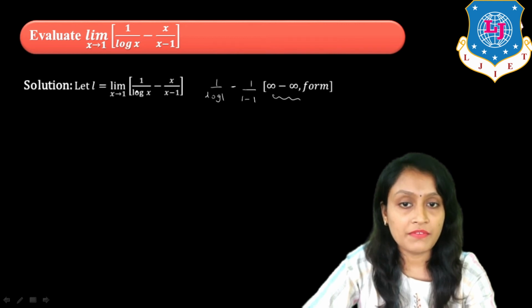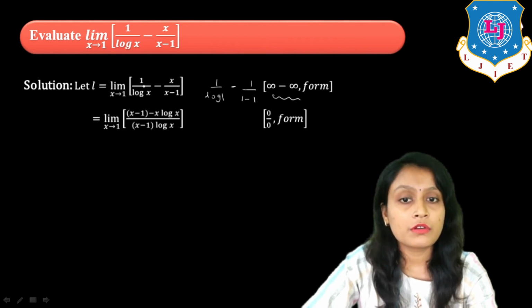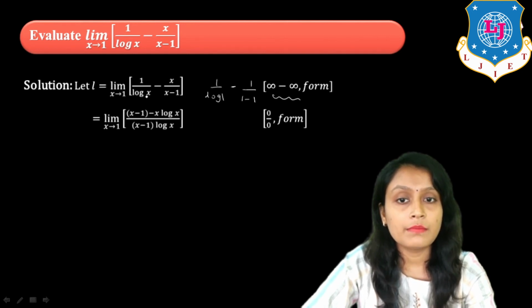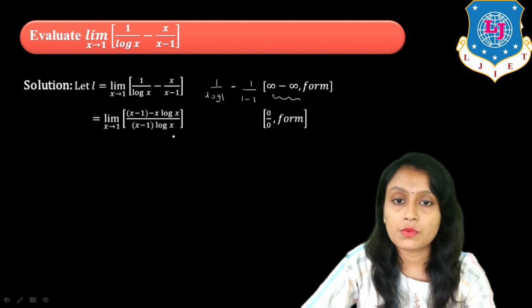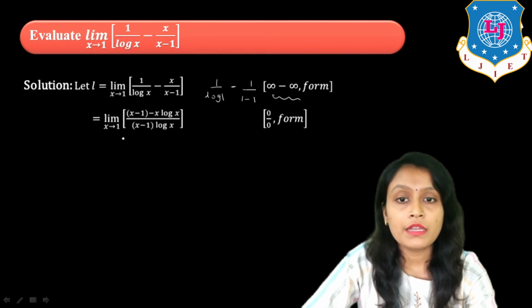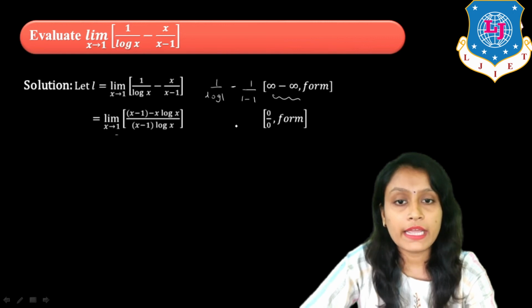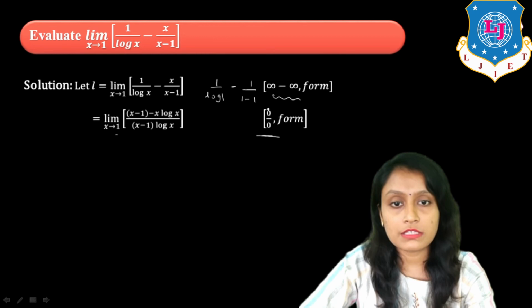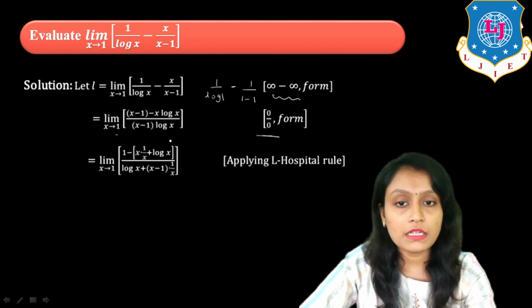Okay, so to simplify this, we will cross multiply it, or you can say you have to take LCM, right? So multiply x minus 1 here and multiply log x here. So you will get x minus 1 minus x log x upon x minus 1 into log x. Now if you substitute x is equal to 1 here, you will get the form 0 by 0. So now we have 0 by 0 form, so we will apply L'Hopital's rule.